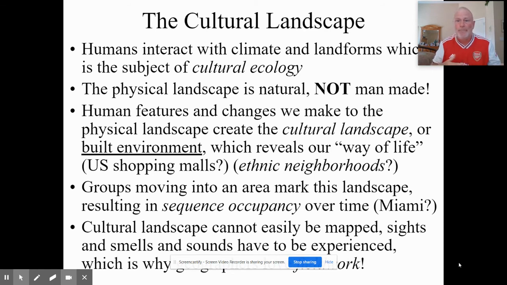Like ecotourism, or if you have an EcoBoost engine in your car. So when we think about the physical landscape, that's the natural features. But then the humans will come through and they will change that. And that's what we mean by the cultural landscape. And this is where we can read the landscape as a geographer.